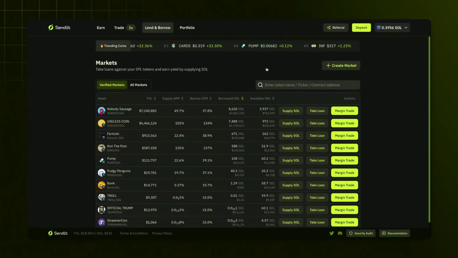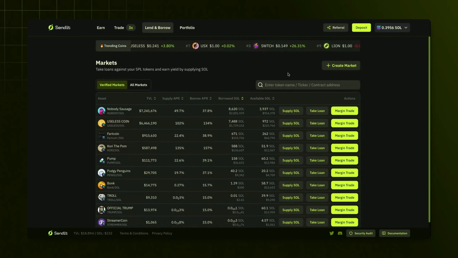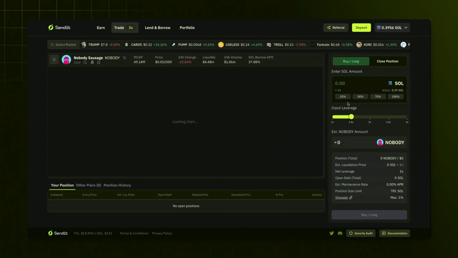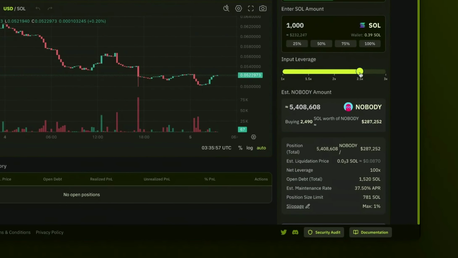The second option is to take a loan. Essentially, you're using the market's token as collateral to obtain Solana. For example, you could deposit nobody, and this will show how much Solana you can borrow. The third option is to directly margin trade, using borrowed Solana to trade the market's token with leverage. You can adjust the leverage up to 3x, and upon updating, you'll see how much you can buy, the liquidation price, your net leverage, and more.